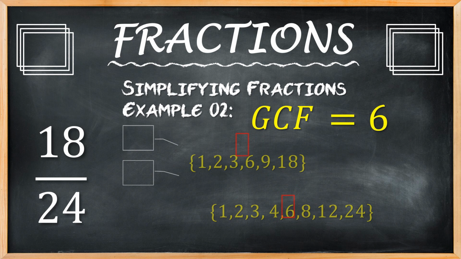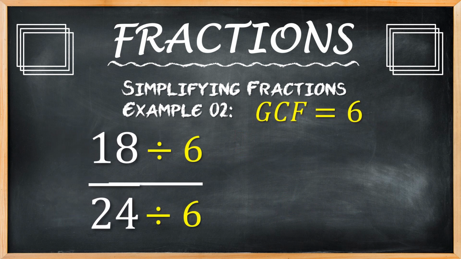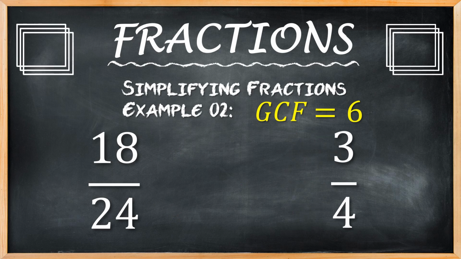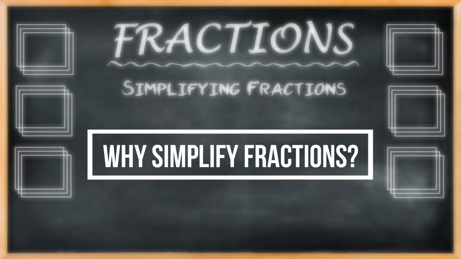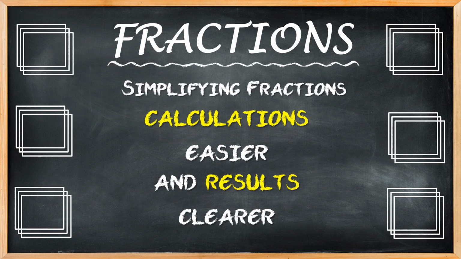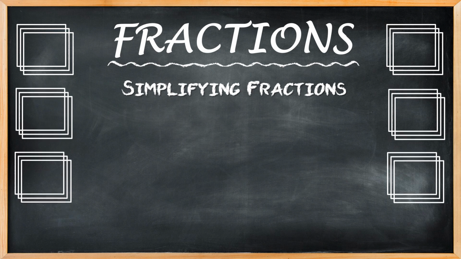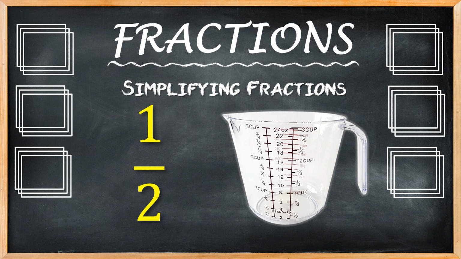Step 2. Divide both the numerator and denominator by the GCF. 18 divided by 6 over 24 divided by 6 equals 3/4. So 18/24 simplifies to 3/4. Why simplify fractions? Simplified fractions make calculations easier and results clearer. Imagine using a recipe that calls for 8/16 of a cup of sugar. Simplifying it to 1/2 makes it much easier to measure.